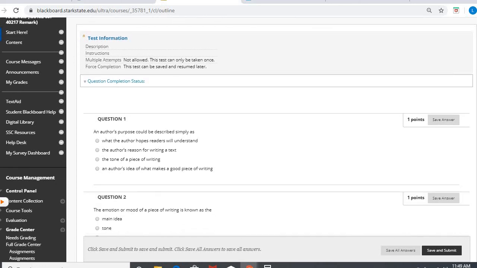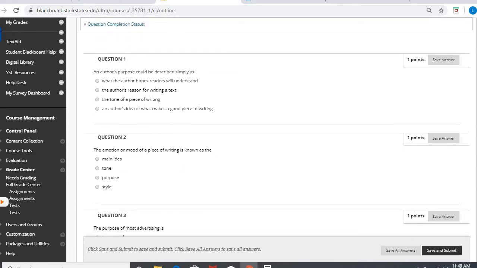So here we go. Question 1, an author's purpose could be described simply as, we'll talk about in chapters 8 and 9, the purpose is why an author has written something. So you ask yourself, why did the author write this? To inform, to persuade, to describe, to narrate. What was the purpose? Why did they write it? So their reason for writing a text.